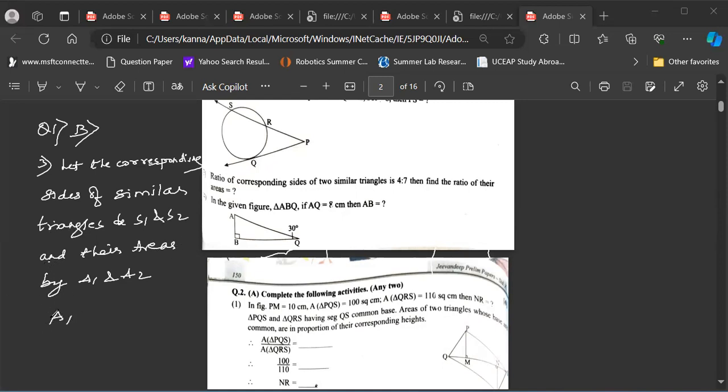A1 upon A2 equals, what is given? S1 upon S2, the ratio of the corresponding sides, is given to you. S1 upon S2 equals 4:7, and they wanted to find A1 upon A2. Therefore, A1 upon A2 equals S1 square upon S2 square, by the theorem on areas of similar triangles.